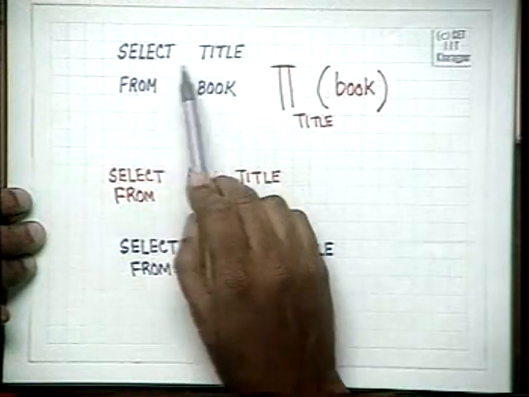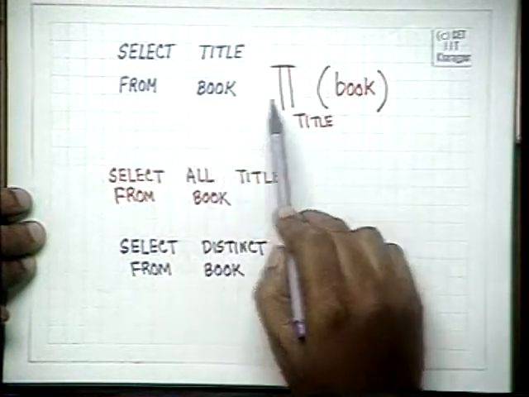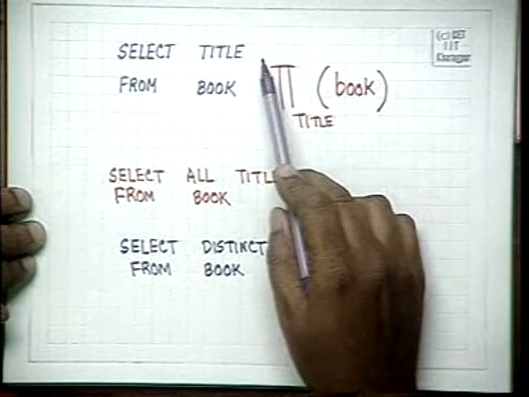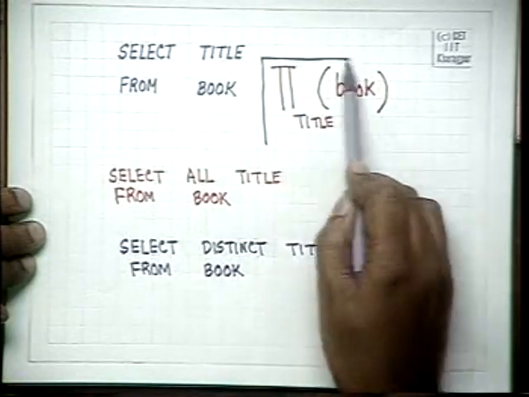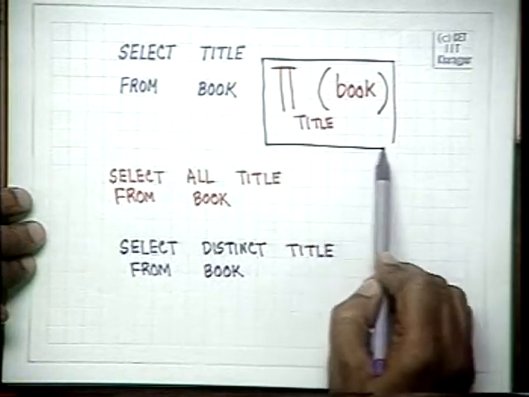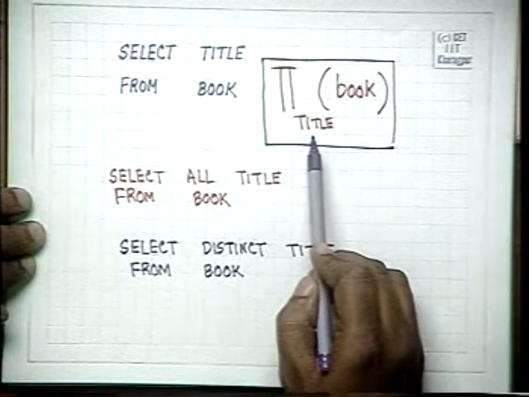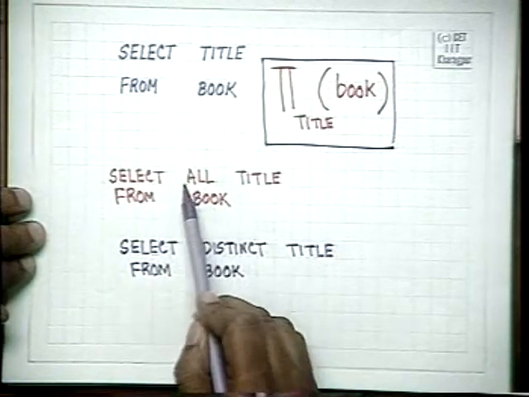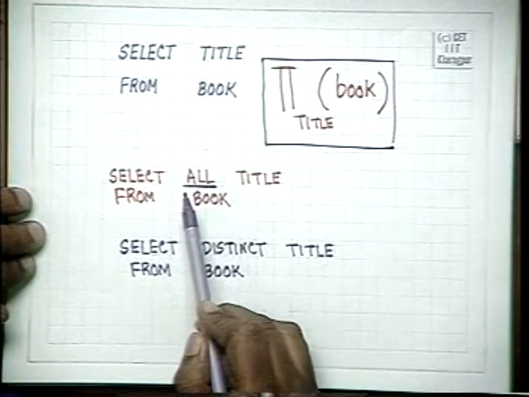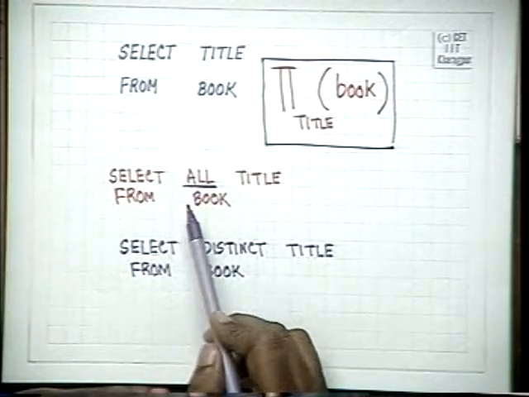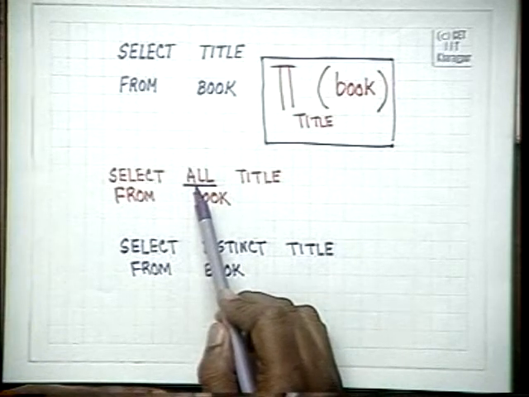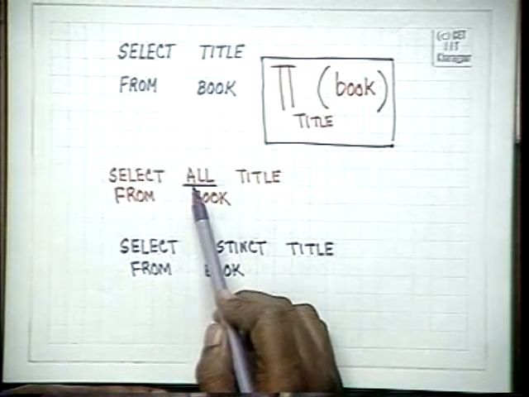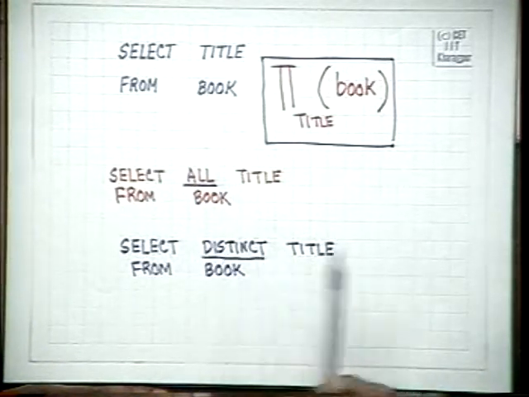The simplest query is of this type: select title from book, which is equivalent to this statement in relational algebra. In book, you project out all the titles. Select all title from book: if this all is there, even duplicate items will be listed if they exist more than once, and distinct will remove all duplicates.